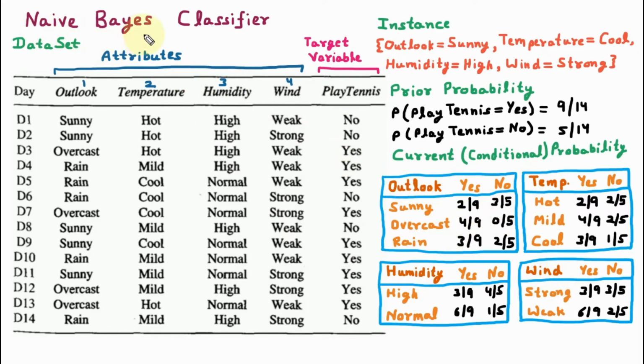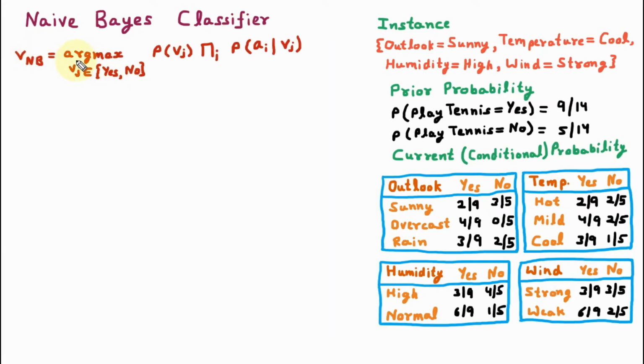Now we are writing the formula for naïve Bayes classifier. This is the equation of naïve Bayes classifier, which is equal to argmax, and here we have Vj. Vj is possible outcome, and this outcome can be yes and no. So here probability of Vj means probability of outcome, and product of probability of Ai, where Ai is the set of attributes, divided by Vj, which is outcome. So the equation of naïve Bayes classifier is argmax over Vj, the possible outcome, yes and no, of the probability of the outcome and the product of the probability of the attributes divided by the outcome.